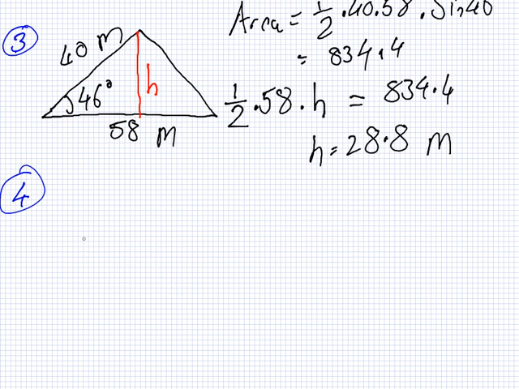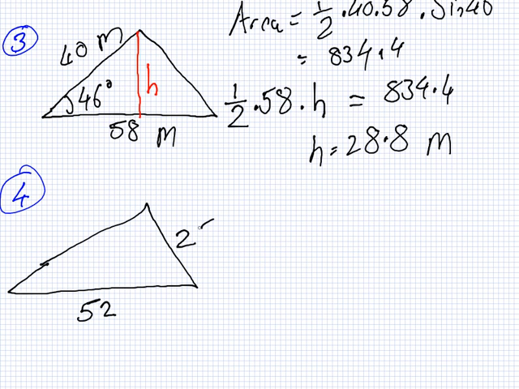Number 4. So what's happening here, this side is 52. Let's make it different. Let's put it over here. This side is 25, and the area is 630. And we'll call it units squared, whatever the unit is. Meters, centimeters, whatever. And here I would like to find this angle.